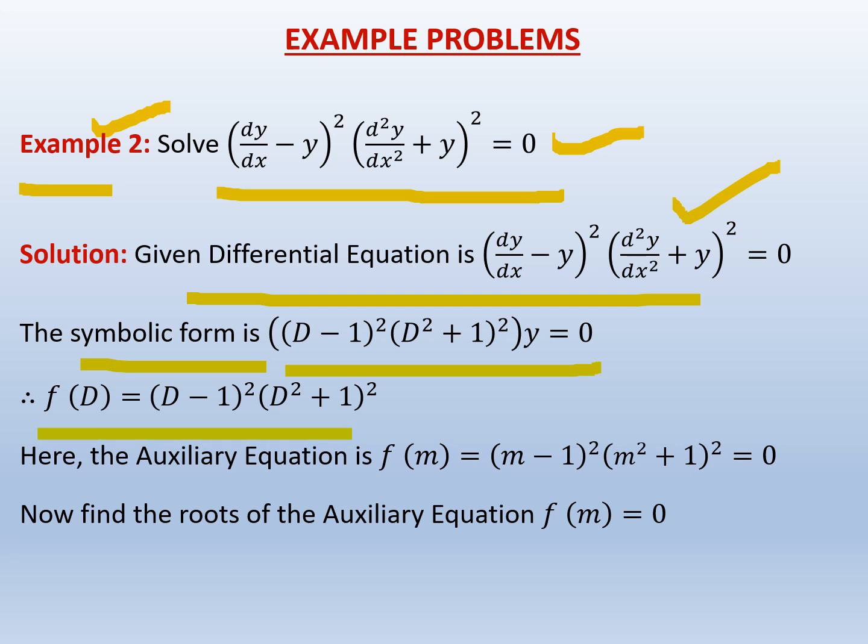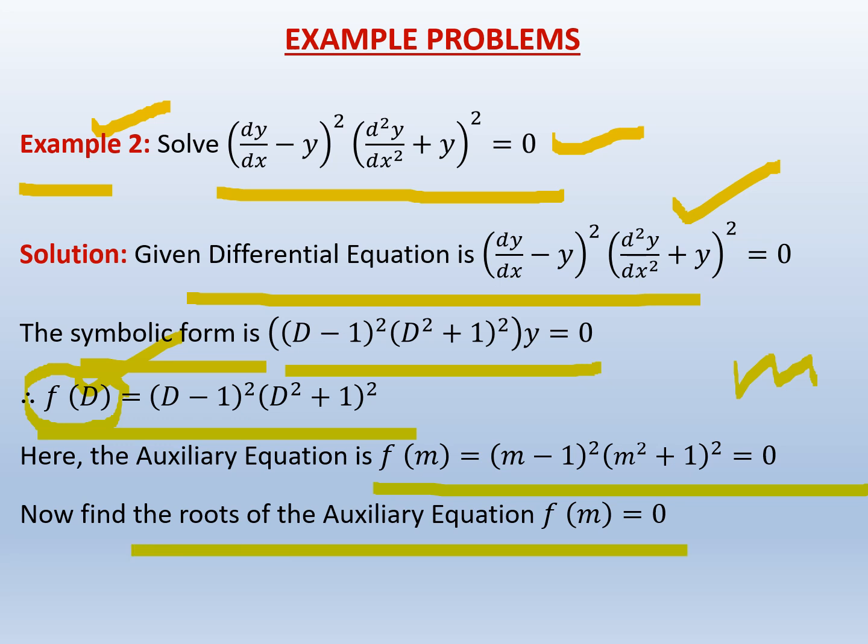Therefore, we get f(D) = (D - 1)^2 (D^2 + 1)^2. Here in f(D), replace D with m. We get the auxiliary equation like this: f(m) = (m - 1)^2 (m^2 + 1)^2 = 0. Now find the roots for the auxiliary equation f(m) = 0.